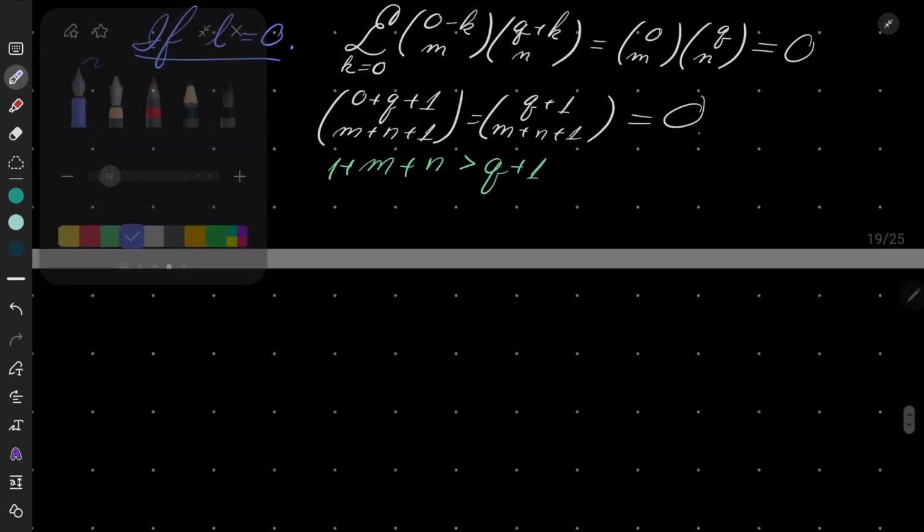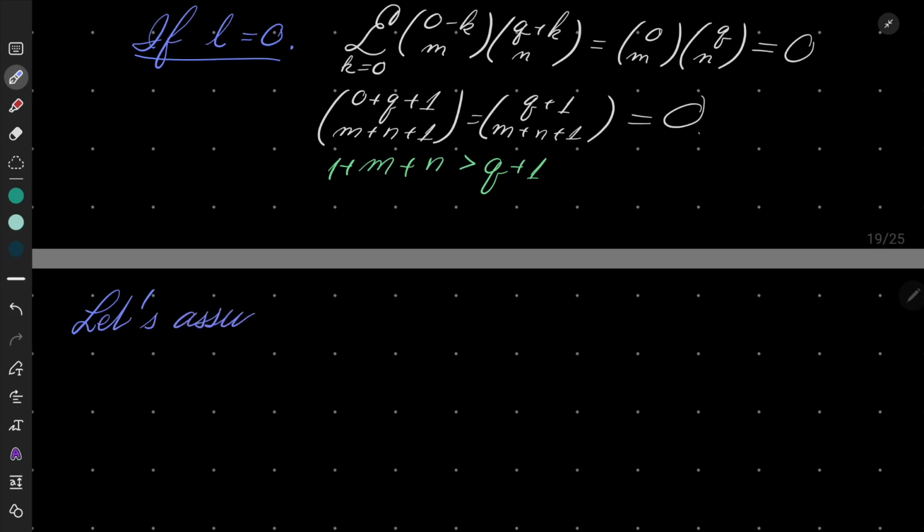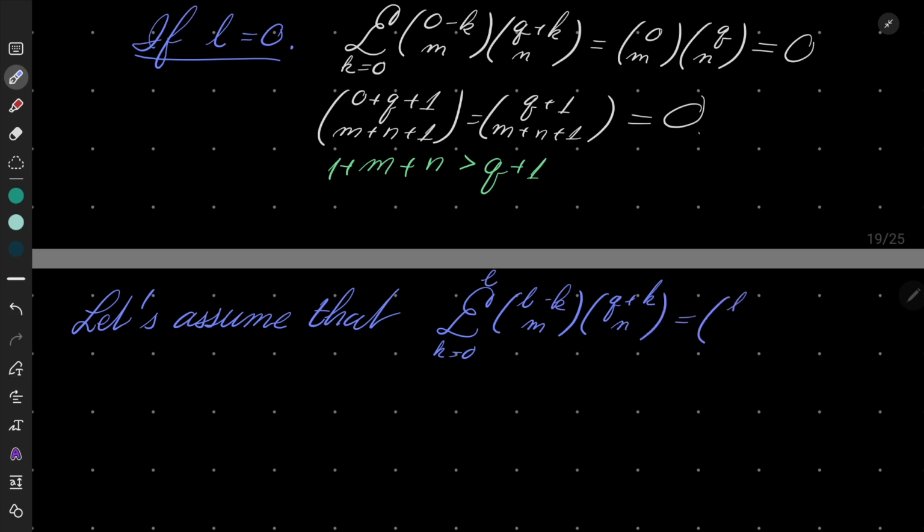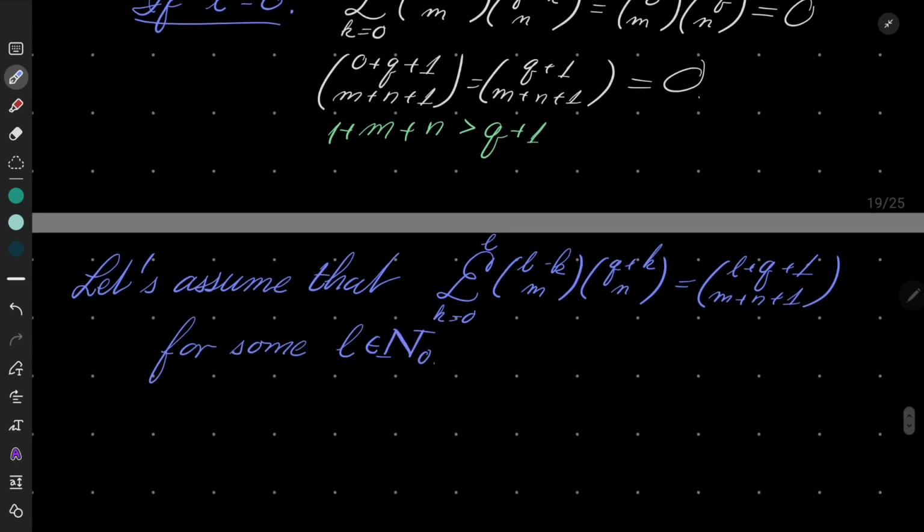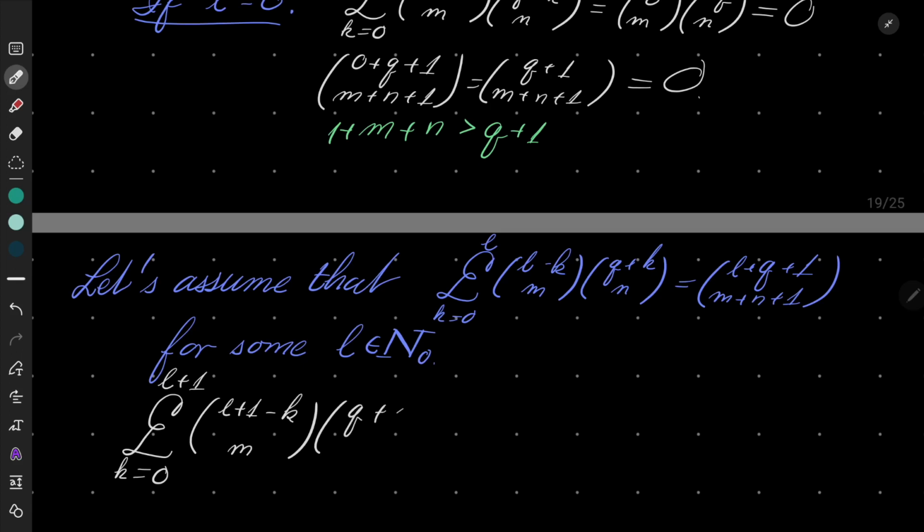So now let's assume that our equality, the sum of (L minus k choose m) times (q plus k choose n) equals (L plus q plus 1 choose m plus n plus 1), is true for some natural L. Now we wish to expand the sum from 0 up to L plus 1 of (L plus 1 minus k choose m) times (q plus k choose n).